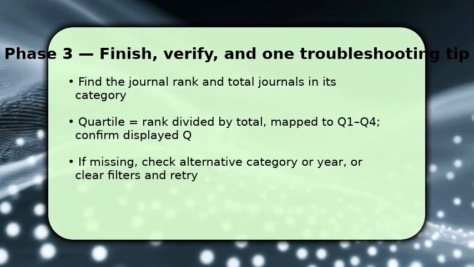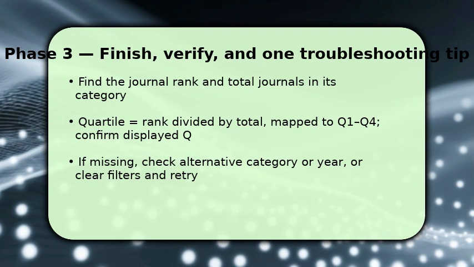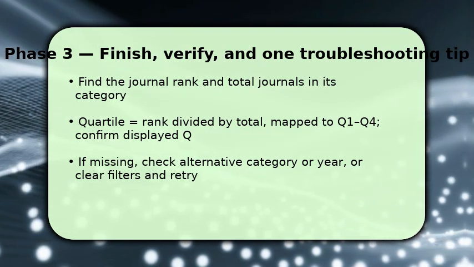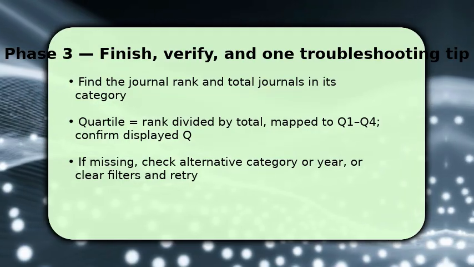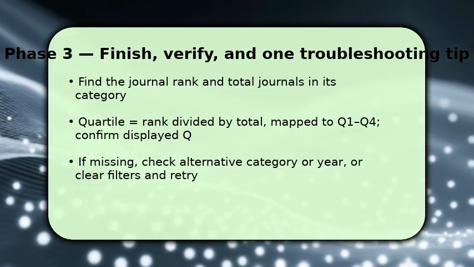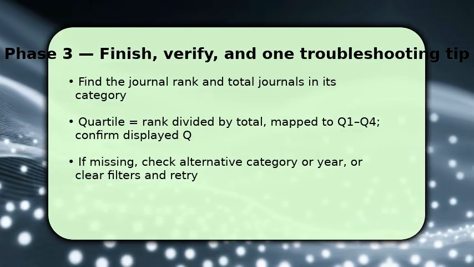You now confirm the quartile. Look at the displayed category rank and total journals. Web of Science often shows the quartile directly. If it does not, divide the rank by the total and map the result to Q1 through Q4. This explains why quartiles differ by subject.